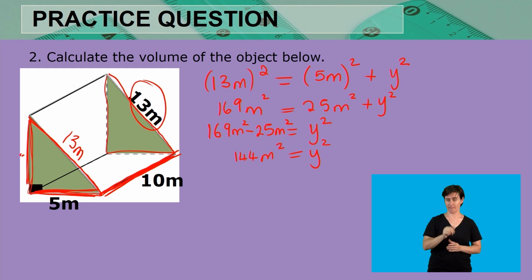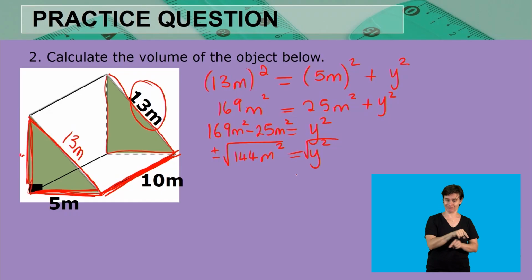meters squared. And of course, for us to work out our unknown value, we are going to square root both sides. Now, the square root of 144 meters squared, remember, can either be a positive or a negative 12. That means that the unknown value is a positive or a negative 12 meters. Sorry, not meters squared, but meters.